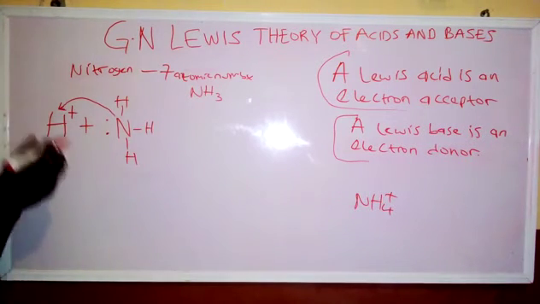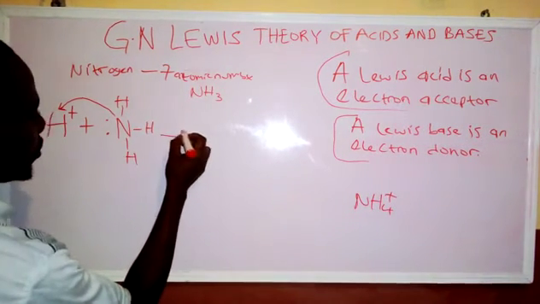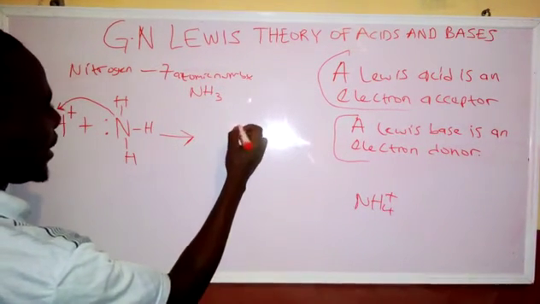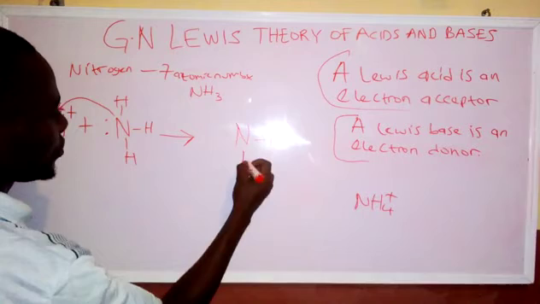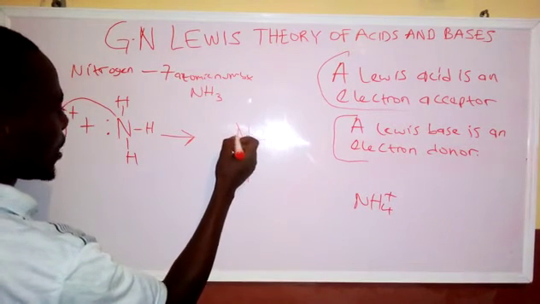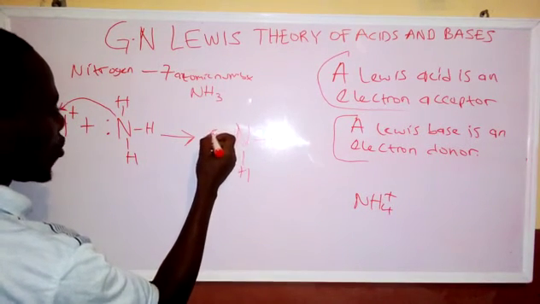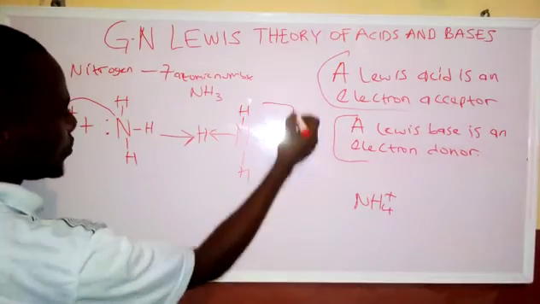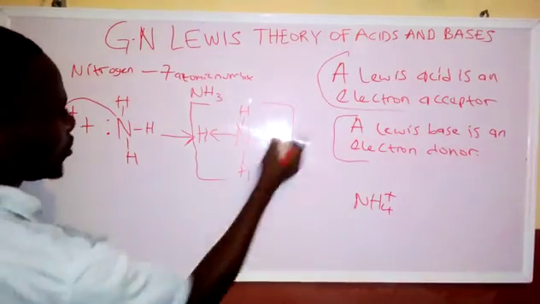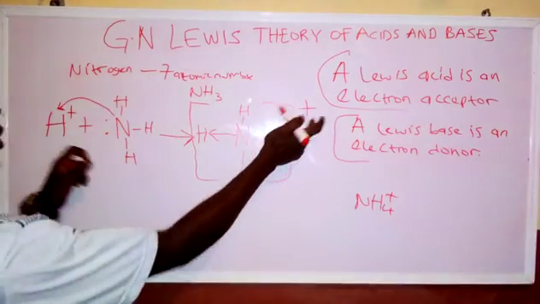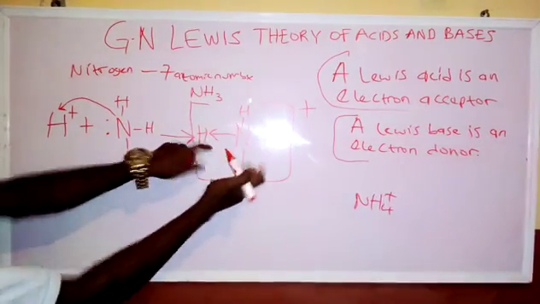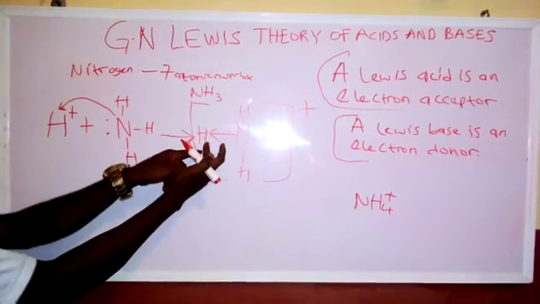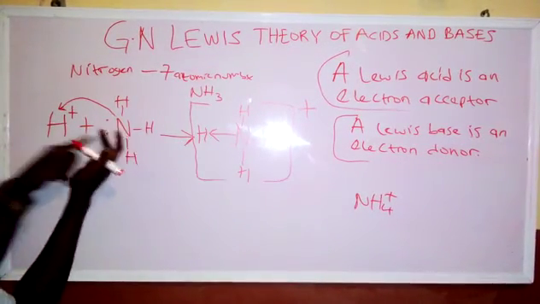So now look at it. When it donates it, we have N, H, H, and look at this arrow, H here and H here. When it happens, the positive hydrogen ion comes out here. So this is what we call the ammonium ion. Now the arrow is pointing here because ammonia is the one donating these two unshared electrons to the hydrogen ion.